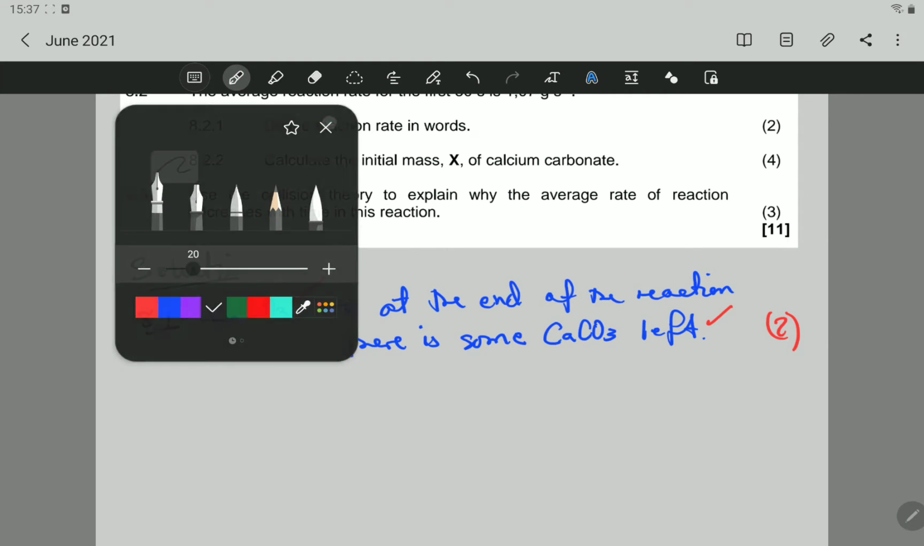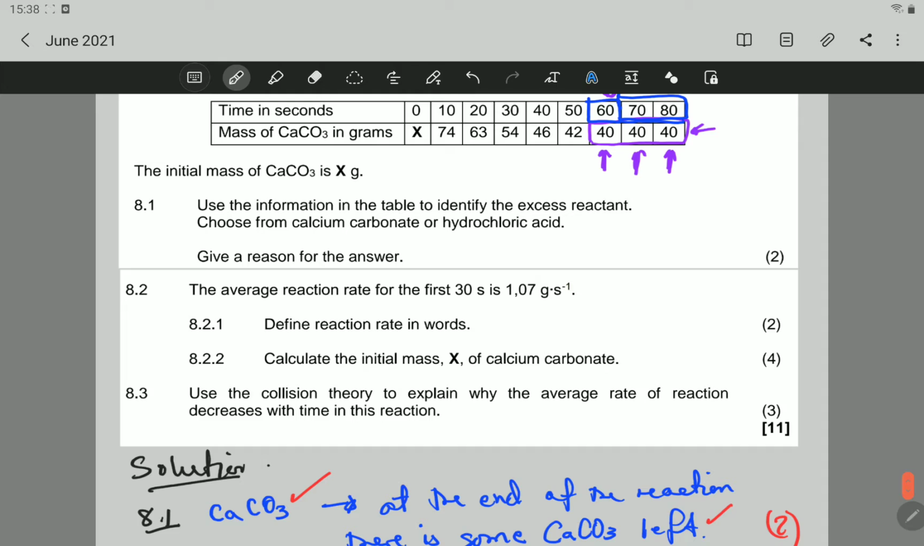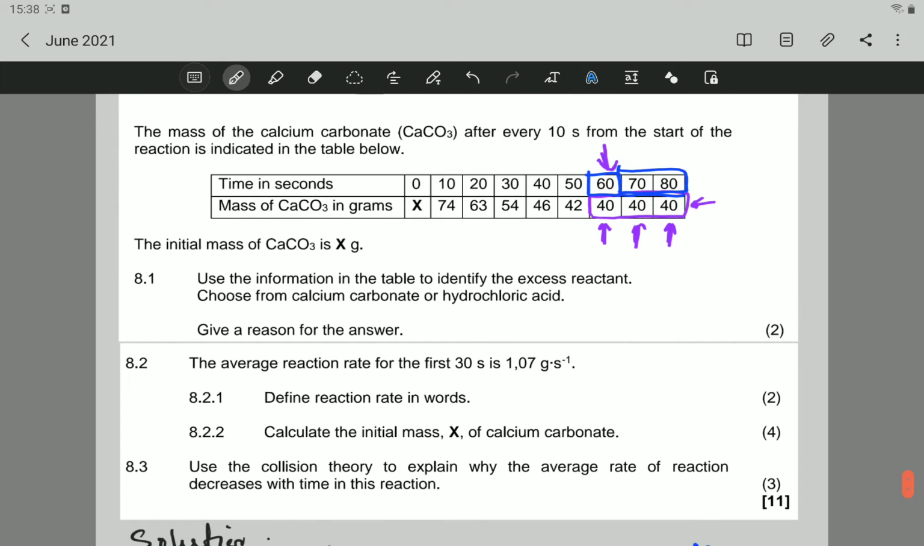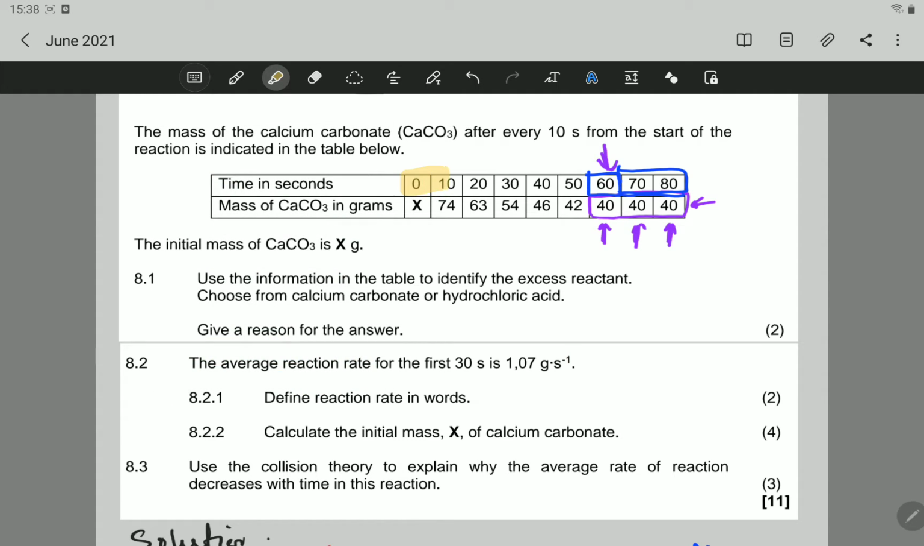Okay. Now, question 8.2. 8.2, the average reaction rate for the first 30 seconds is 1,07 grams per second. Now we're working for the first 30 seconds. So let's mark it, in order for us to know where we're working. We're working for the first 30 seconds. So we're going to use this data up until 30 seconds.